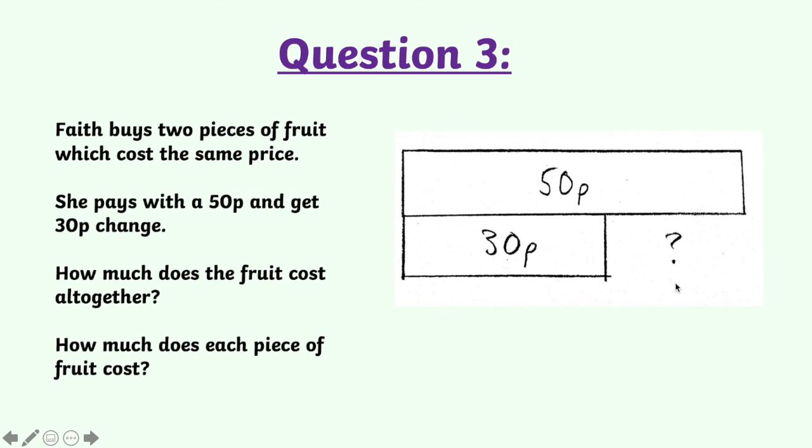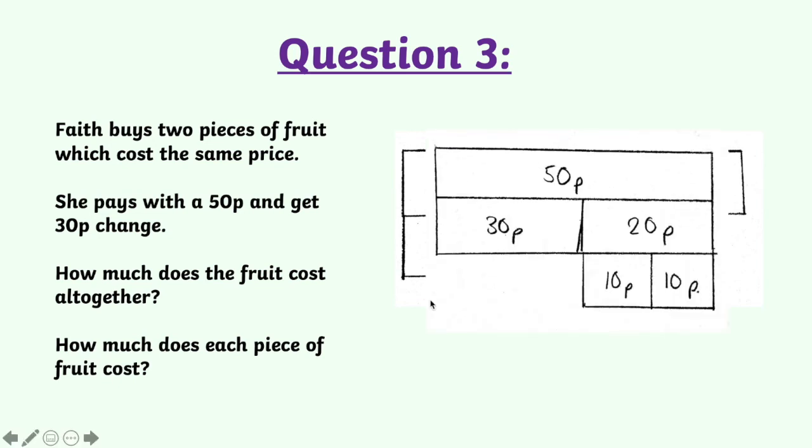Well, I can use my number bonds here. I know that 3 and 2 makes 5, so 30 add 20 makes 50. So I now know that Faith spent 20p on her fruit. So the fruit cost 20p altogether. So then I drew another bar model. I drew this bar model. And you can see here it's the same as before with 50p as the total amount that she gave. 30p she got back, and that means that her fruit was this bit here, 20p.